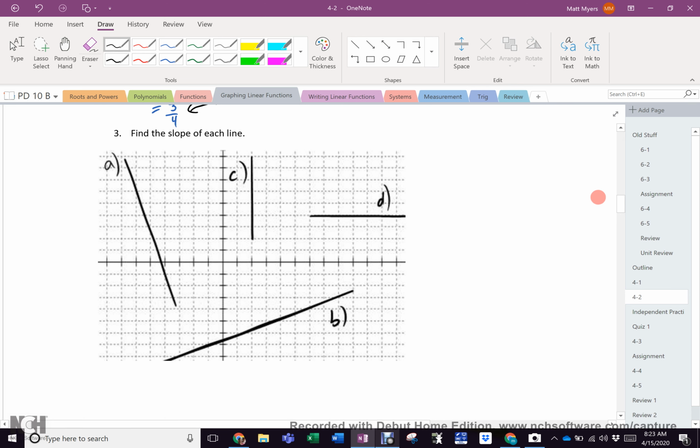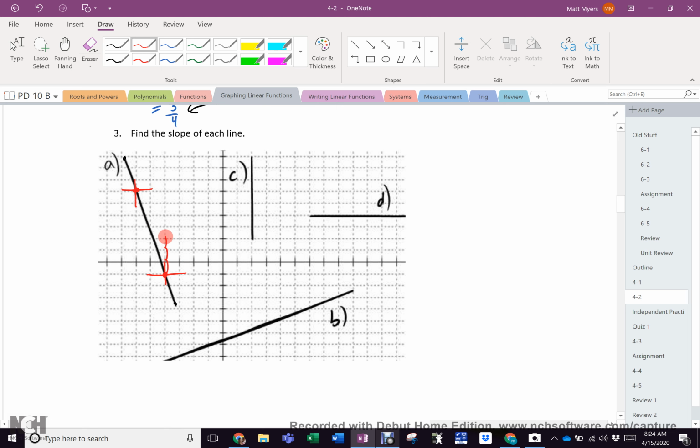Now, if you're going to find the slope of each line, all you got to do is check the rise over run. But look, this line here doesn't end perfectly, so I can't use these two ends. But look, right there, it's on a perfect spot, right? And then again, it happens right there. So I can just go from that point to that point.